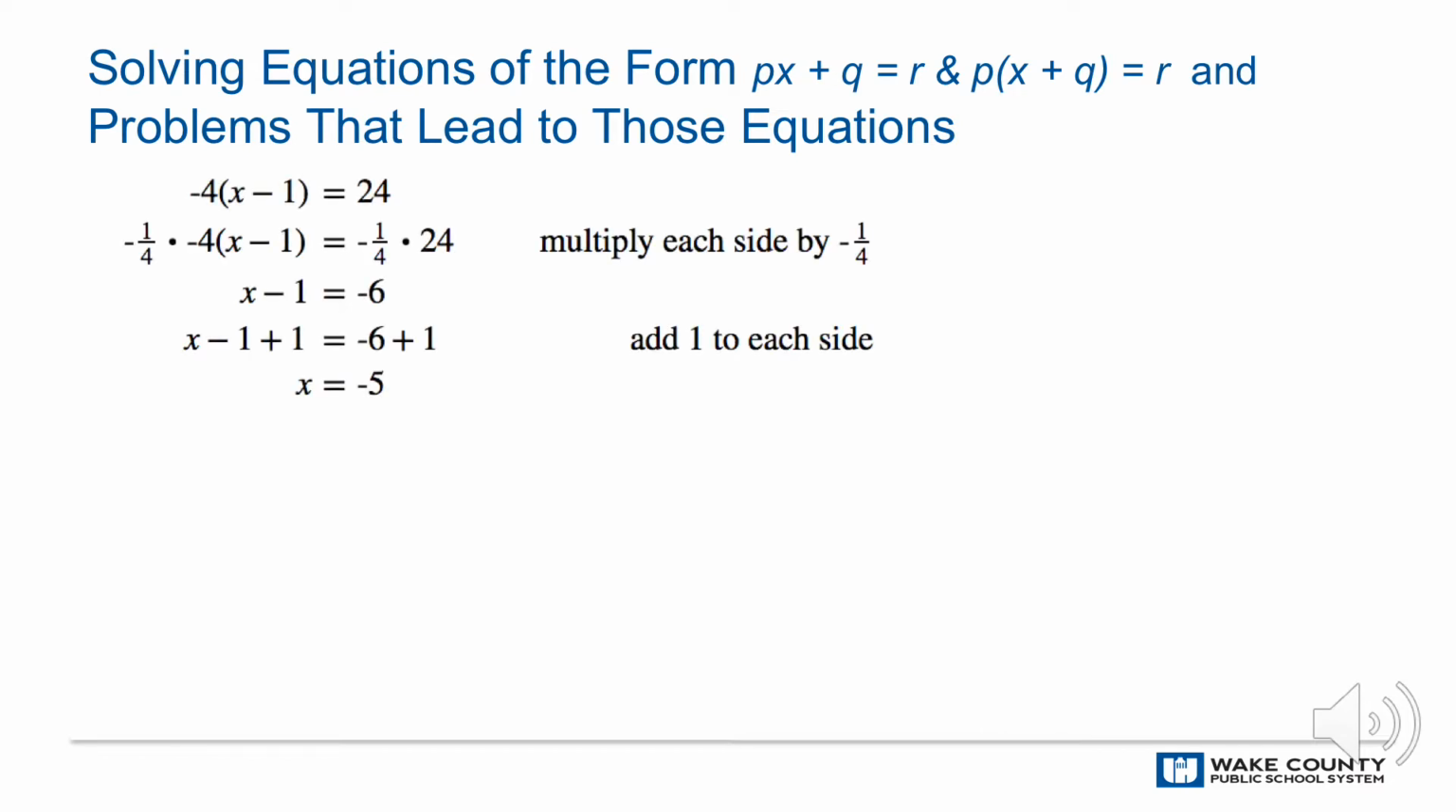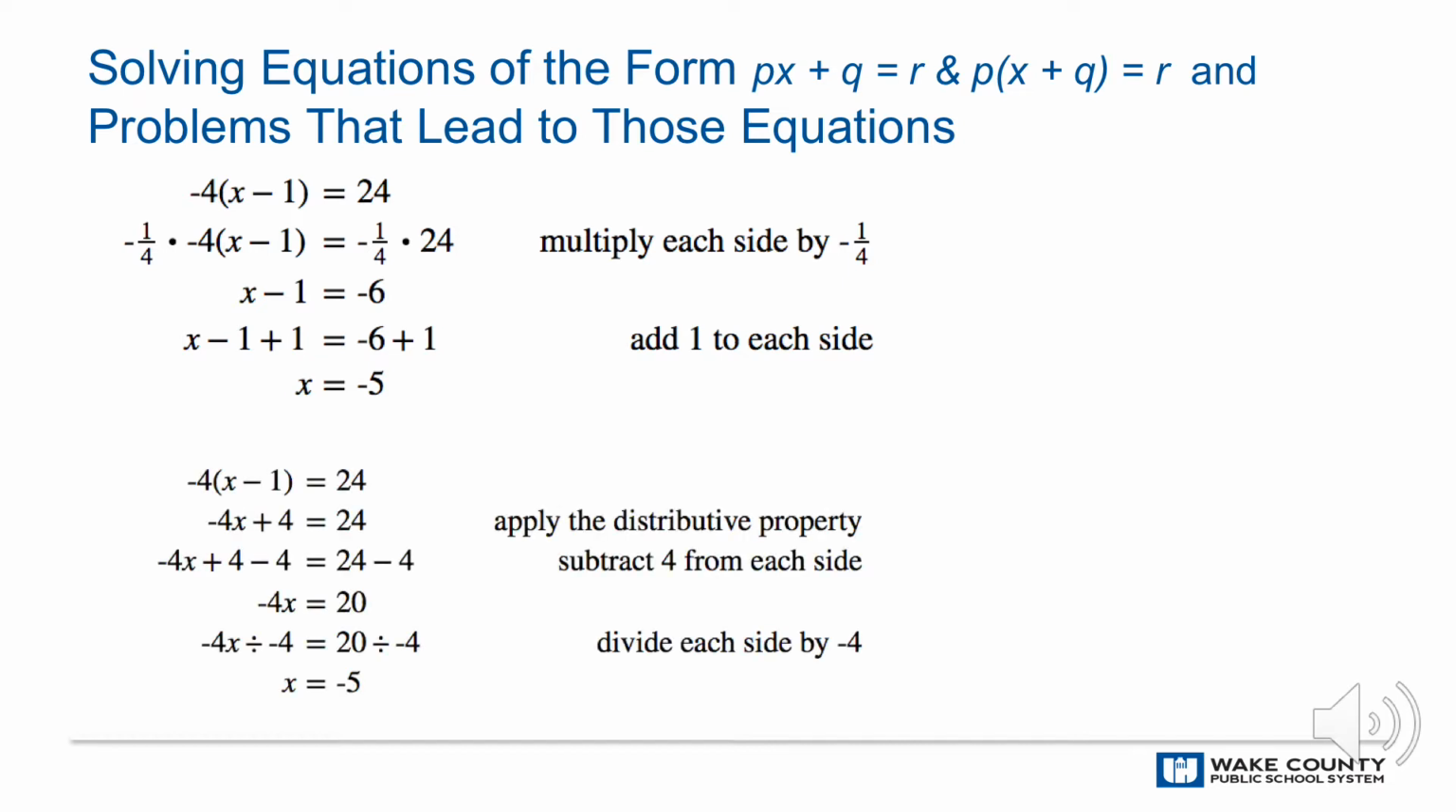For example, let's look at solving the equation -4 times the quantity of x minus 1 equals 24 by doing the same thing to each side. Another helpful tool for solving equations is to apply the distributive property. In the example, instead of multiplying each side by -1/4, you could apply the distributive property to -4 times the quantity of x minus 1 and replace it with -4x plus 4. Your solution will look just like this.